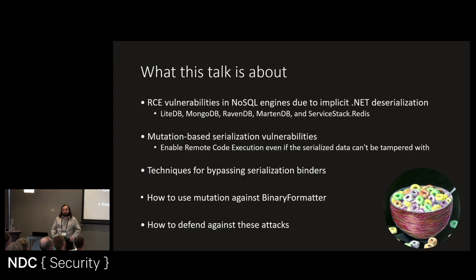In this talk, I'm going to describe remote code execution vulnerabilities I found in several .NET NoSQL engines. I'll describe what I'm calling a mutation-based serialization vulnerability. I'll tell you some techniques for bypassing serialization binders that people usually use to secure serializers. And then I'm going to tell you a way to use mutation attacks against BinaryFormatter to bypass serialization binders there. That's based off of new research I've done in just the last couple months. And I'll also tell you how to defend against all of those attacks.